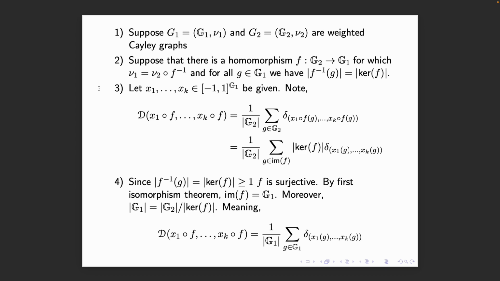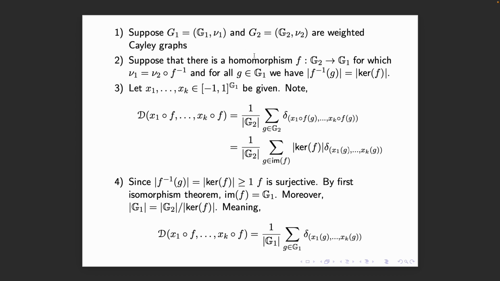Now, we're really going to be relying on measure theory to prove this. And for that reason, we're going to be working with weighted Cayley graphs, because it's the weighted Cayley graphs that converge. Suppose we have two weighted Cayley graphs given by measures nu1 and nu2. And now suppose there's a homomorphism from the second group to the first group, for which the first measure is the pushforward of the second measure under the homomorphism.